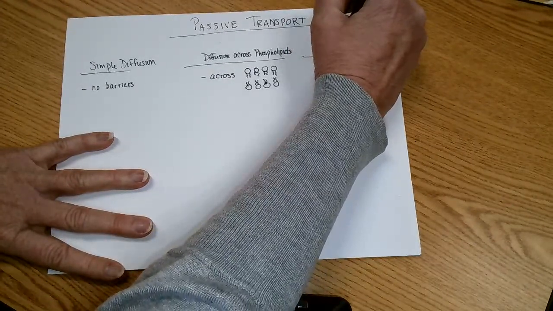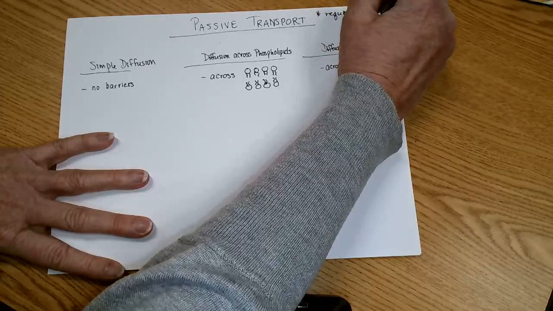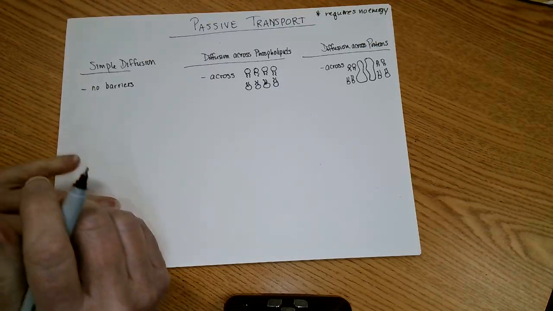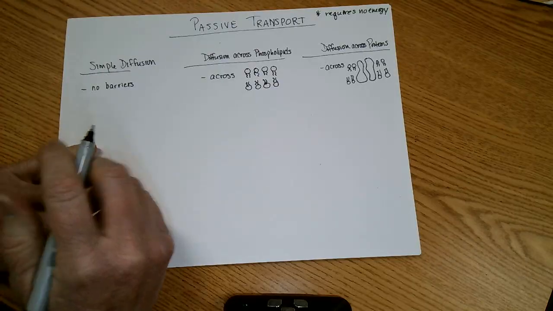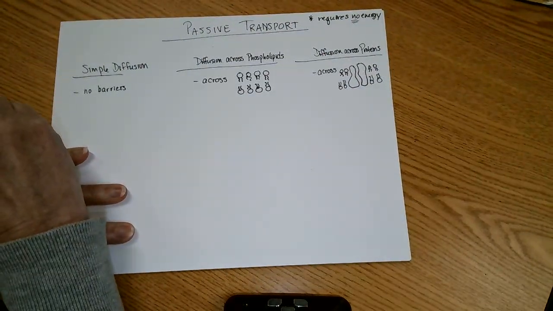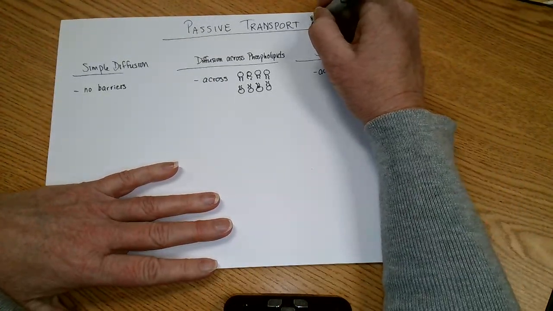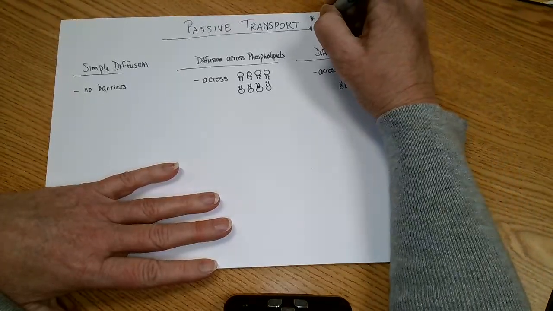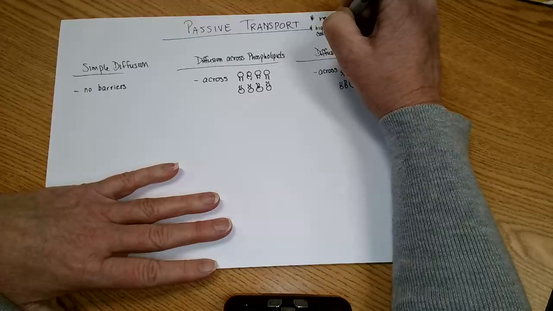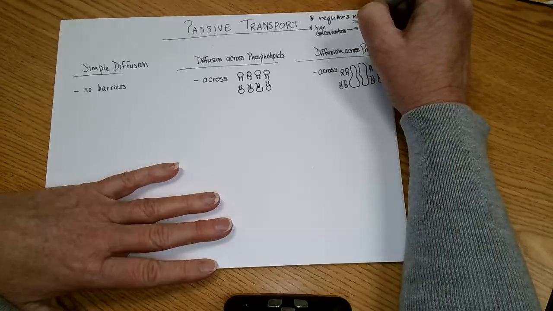Requires no energy. Okay, and that's very important because life really doesn't want to spend energy if it can't. So remember, it requires no energy. And usually passive transport is going to go from areas that have a high concentration. We'll get into concentration in a second. To areas of low concentration.